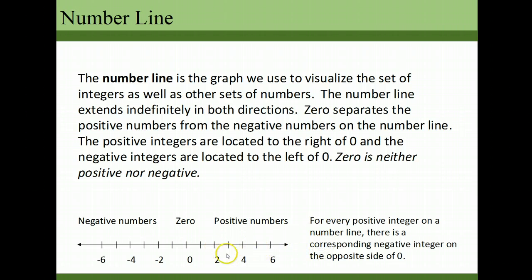Also, something interesting to notice is that for every positive integer on the number line, there is a corresponding negative integer just as far away from 0, but in the opposite direction. So 2 is over here, and negative 2 is just as far away from 0, but in the opposite direction. This will also be true for even more numbers that we will talk about in other classes, but this is also true specifically for the real numbers.